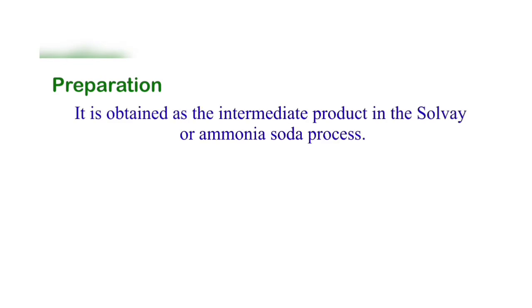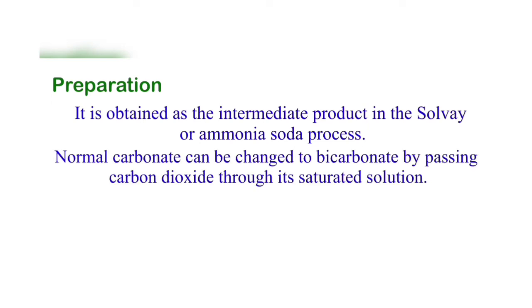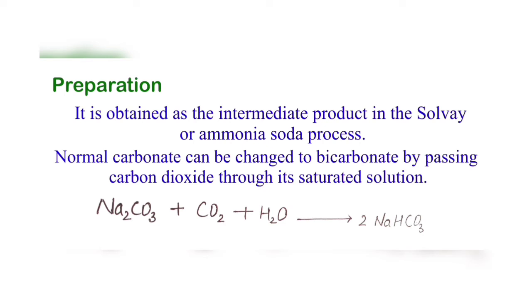It is obtained as the intermediate product in the Solvay or ammonia soda process. Normal carbonate can be changed to bicarbonate by passing carbon dioxide through its saturated solution. Here is the chemical reaction for this. It is prepared by passing carbon dioxide through an aqueous solution of sodium carbonate. Sparingly soluble sodium bicarbonate crystallizes out of the solution.